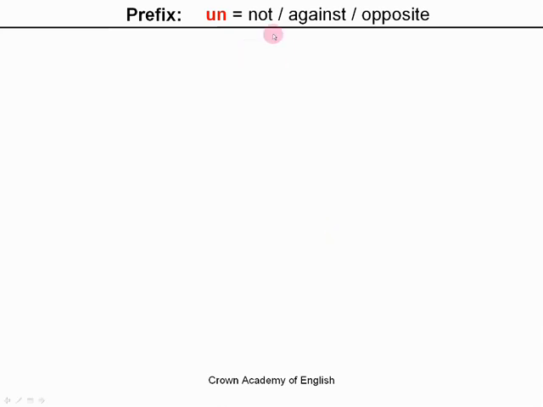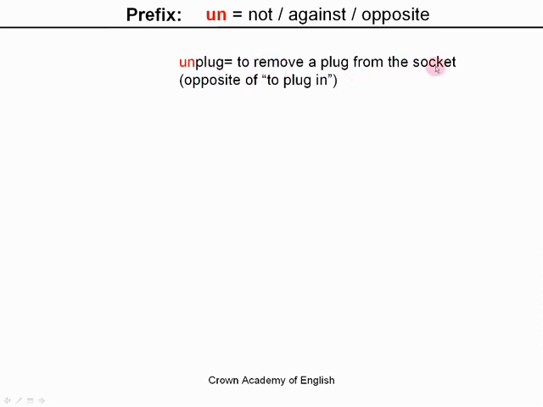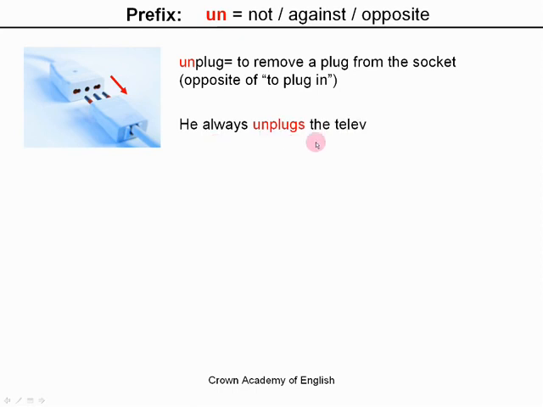Un, this means not, against, or opposite. To unplug. This means to remove a plug from the socket. And this is the opposite of to plug in. Okay, so it's the opposite of to plug in. He always unplugs the television during a storm. So you can see he's unplugging the television.